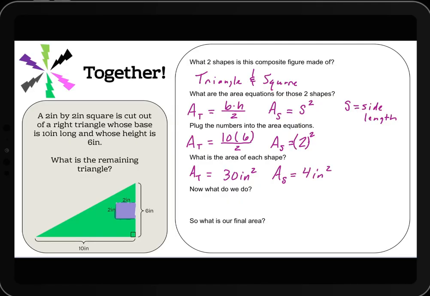So we need to subtract in this case rather than add, right? The reason we need to subtract is because the area total that we have available in green is the difference between the area of the triangle and the area of the square. It's missing that little tiny square piece. So 30 minus 4 is 26 square inches. So that's going to be the area of that composite figure.